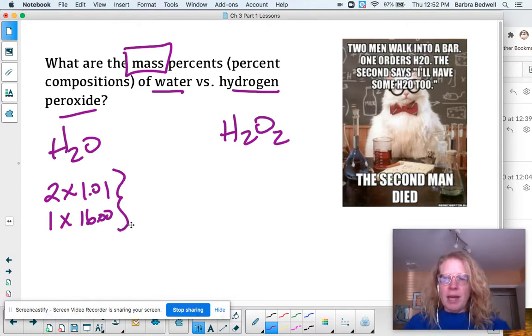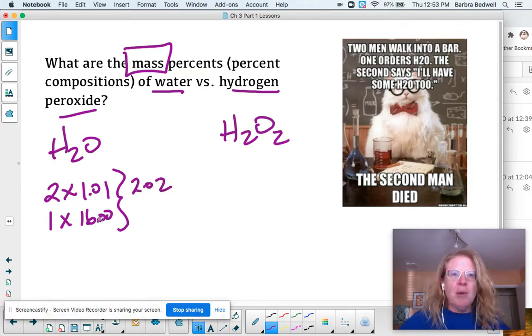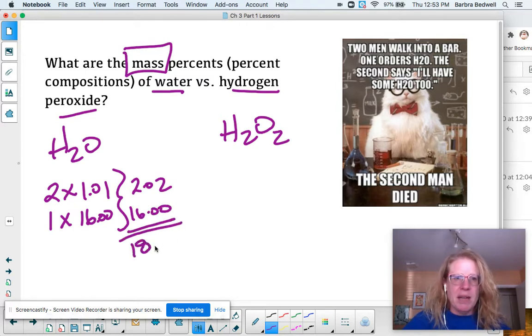So here's how I like to do these when I'm doing percent composition. I will kind of do one element at a time. So I would do the 1.01 times 2, 2.02. I would do the 16 times 1, 16.00. And then I would figure out what my combined mass is, which here is 18.02. Then you go back and do your percents.